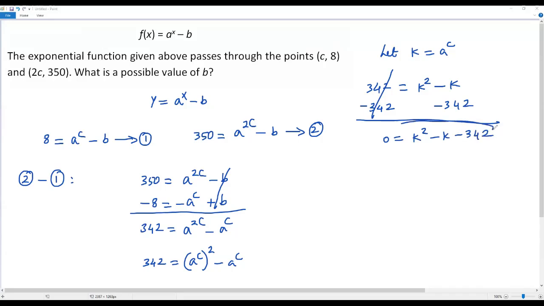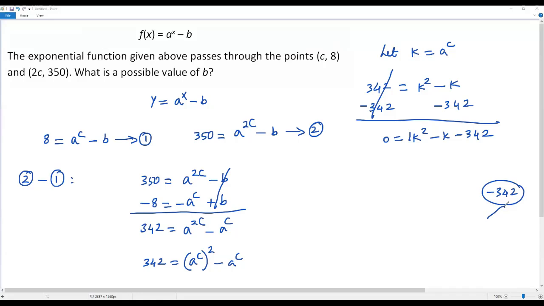Okay, now let's try to solve this quadratic equation by factoring. Since it's a digital SAT, if you want, we can solve it using Desmos. Now I'm going to solve this one by factoring. For that, we have to multiply the constant of negative 342 by the coefficient of k squared. In this case, it's just 1. So when I multiply this constant by 1, I'm getting negative 342.